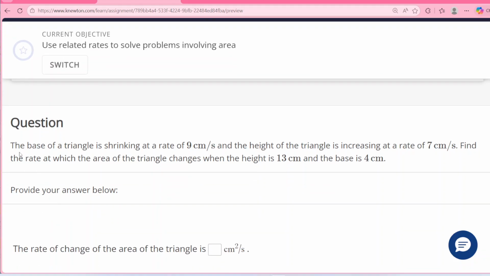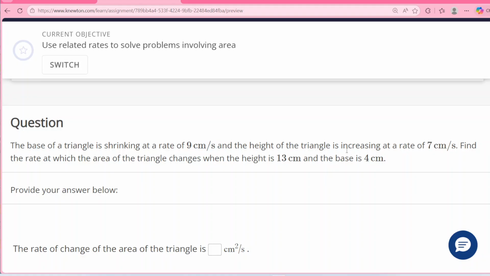So you see the base of a triangle is shrinking, meaning decreasing. So be careful when they talk about some quantity decreasing or shrinking. That means the rate of change, its derivative, the rate of change of that quantity as time goes by, will be negative. Right? Negative.